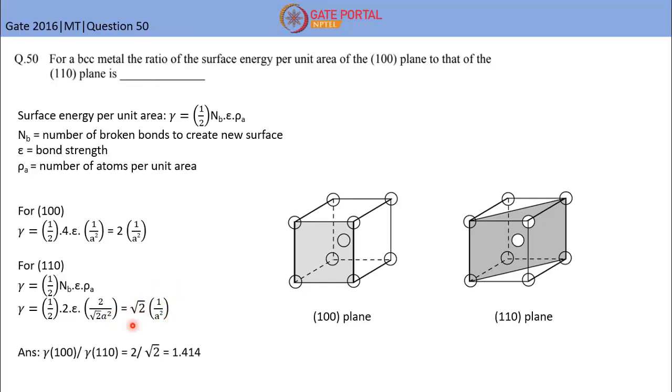So if you take the energy ratio, here you can see this is 2 divided by √2, which is 1.414. This is the answer.